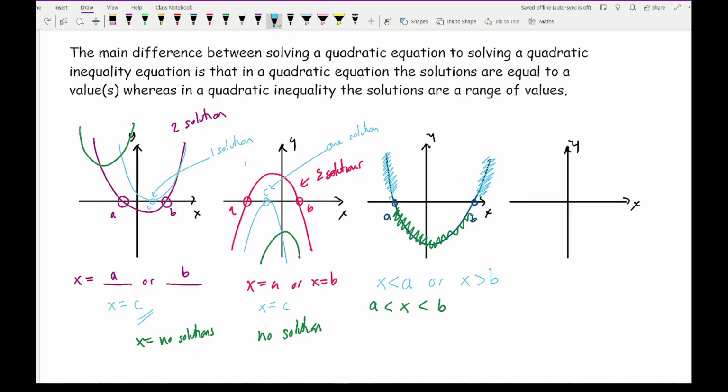And likewise, you could end up with something where we've only got one solution, and again from this it's a bit more complicated. It's highly unlikely to end up with one solution. More often with quadratic inequalities, you generally end up with two solutions because the answers make more sense.